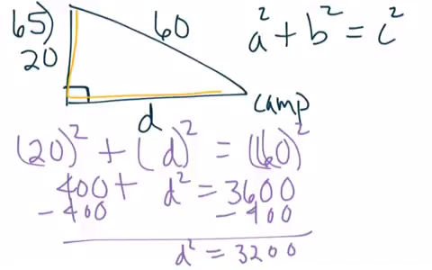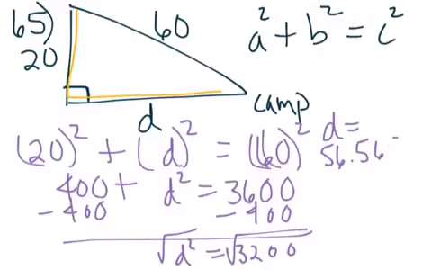But we don't want d squared, we want d, so we have to take the square root. Well, the square root of 3,200 is 56.5685... But we're rounding to the nearest tenth, so the 6 causes it to round up. So our distance is 56.6 yards.